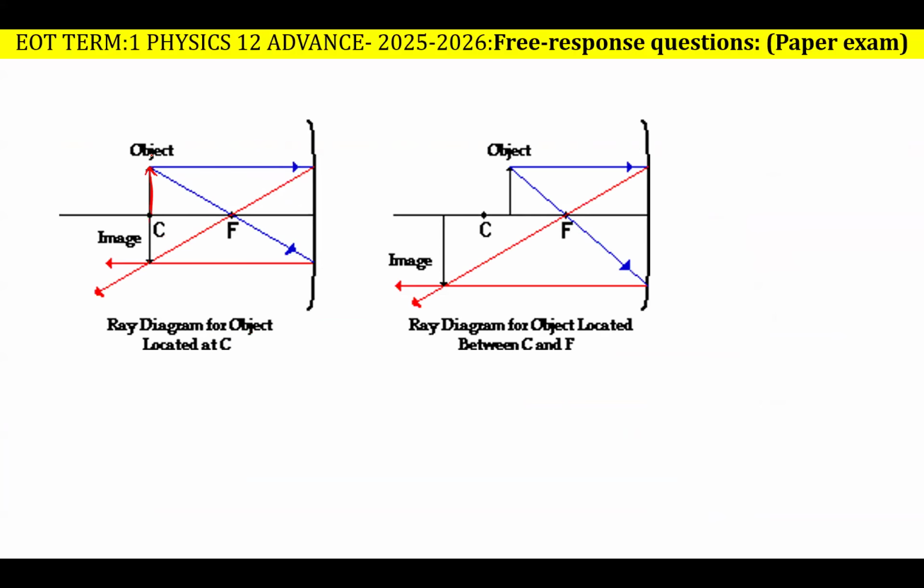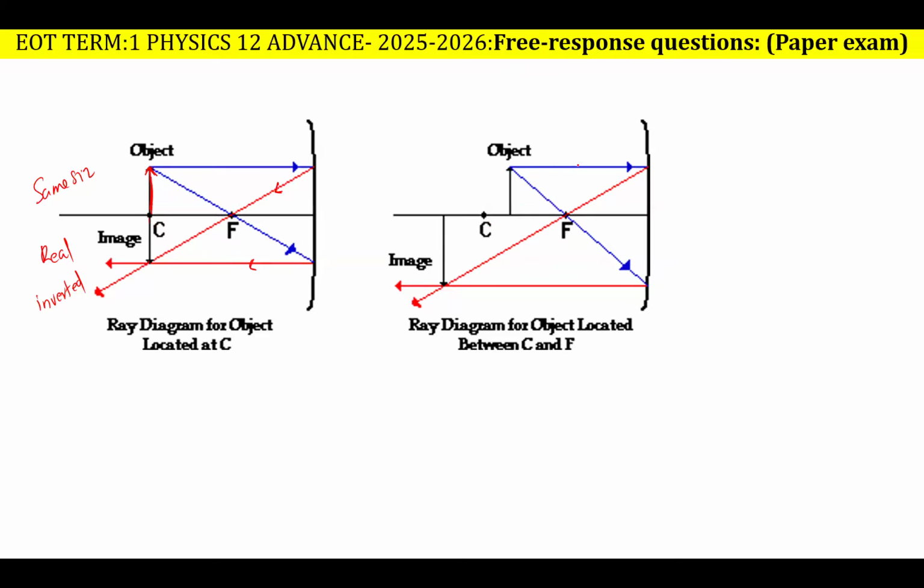Here we get the same size, and you can see that these rays are really meeting. The rays go over there and come back. So as they are really meeting, this is a real image. And if it's a real image, it means it is inverted as well. So this is another one.